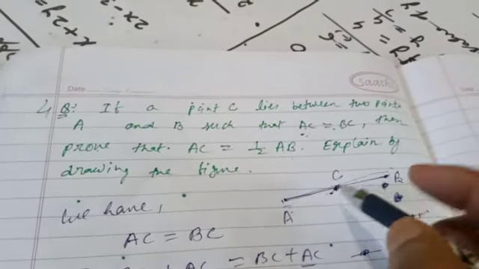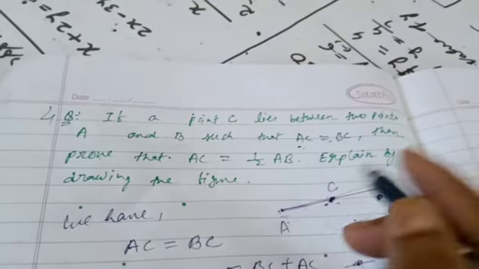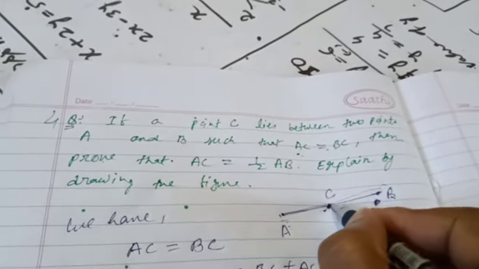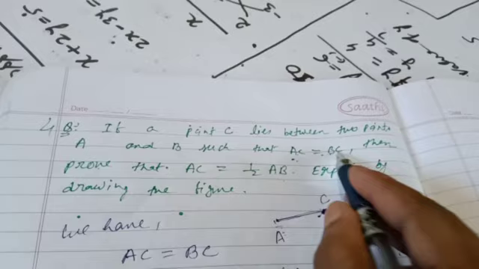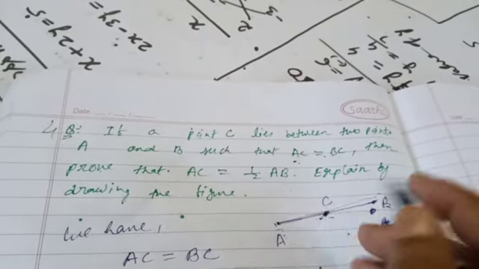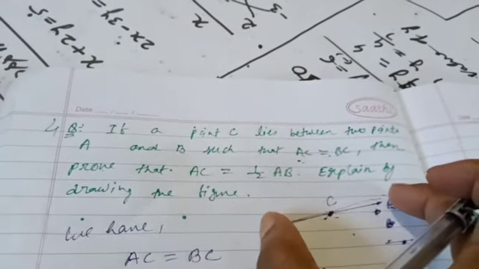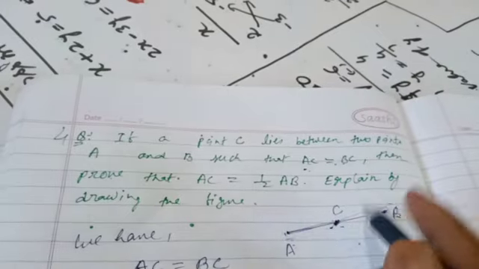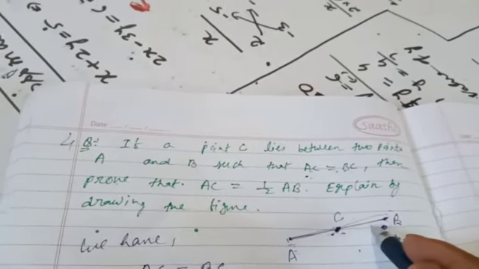So you will understand. See, I have drawn AB as a line segment. Then C lies between them, means C lies like that. AC is equal to BC, means C is a midpoint. If C is a midpoint, now you have to prove AC is equal to half of AB. Obviously, it is correct because C is the midpoint. Means BC is also equal to half of AB, and AC is also equal to half of AB. But you need to prove it.